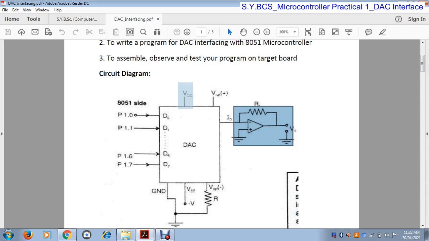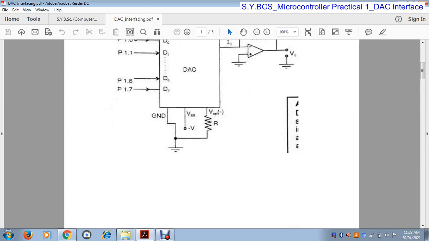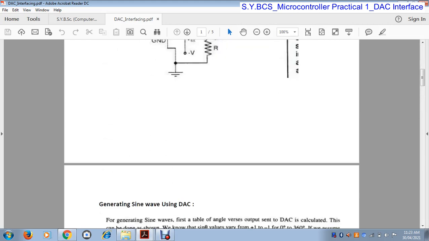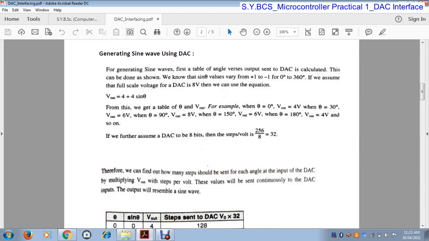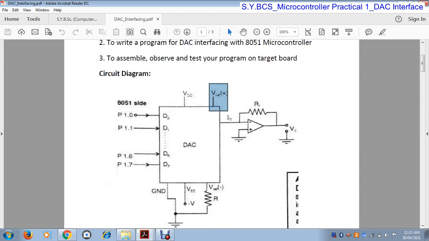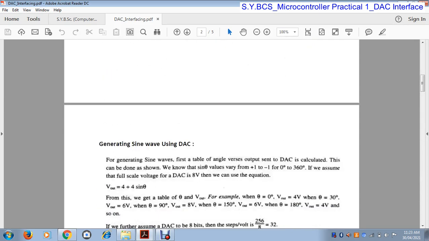This is the VCC, which means supply voltage. V reference is the particular reference voltage we set to compare the quantity, and this is the ground voltage. Now let's start with DAC. By using DAC, we generate three types of waveform. The first is the sine wave, so generating a sine wave using DAC.